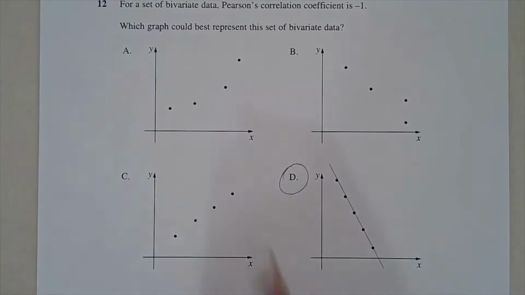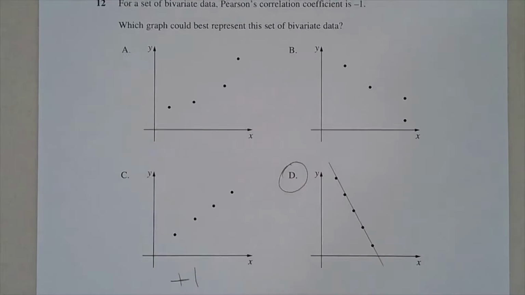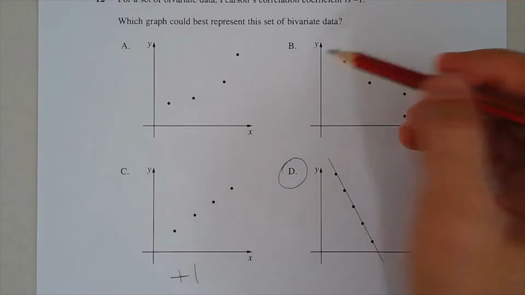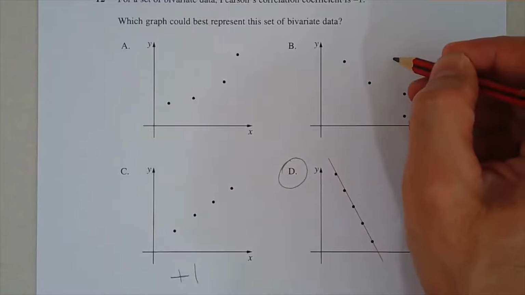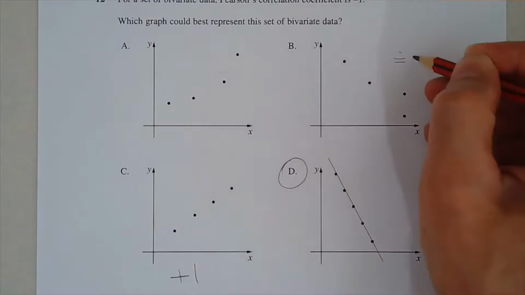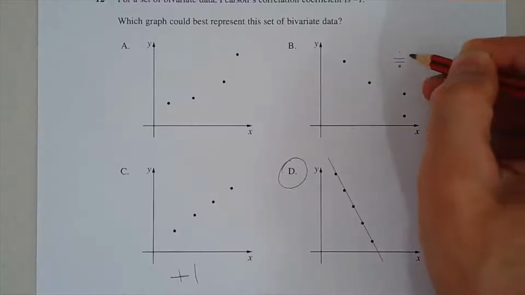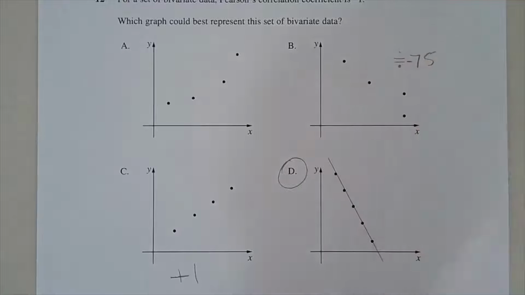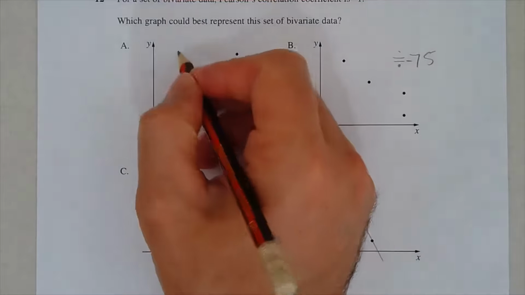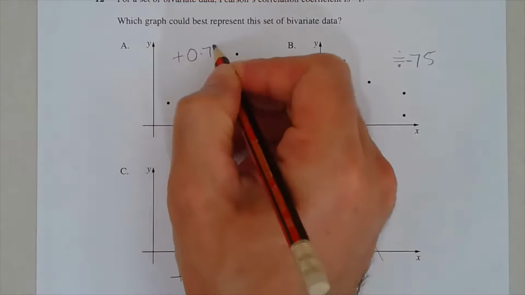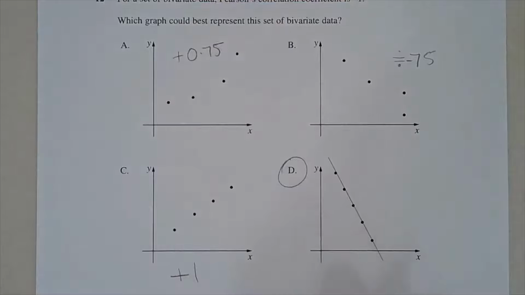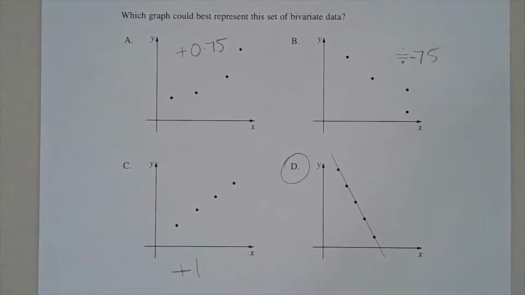Now just quickly, option C would be a correlation coefficient of +1. Option B would probably be around -0.75, because it's downward. And A would probably be +0.75. So moderate to strong. Okay, so anyways, the answer is D.